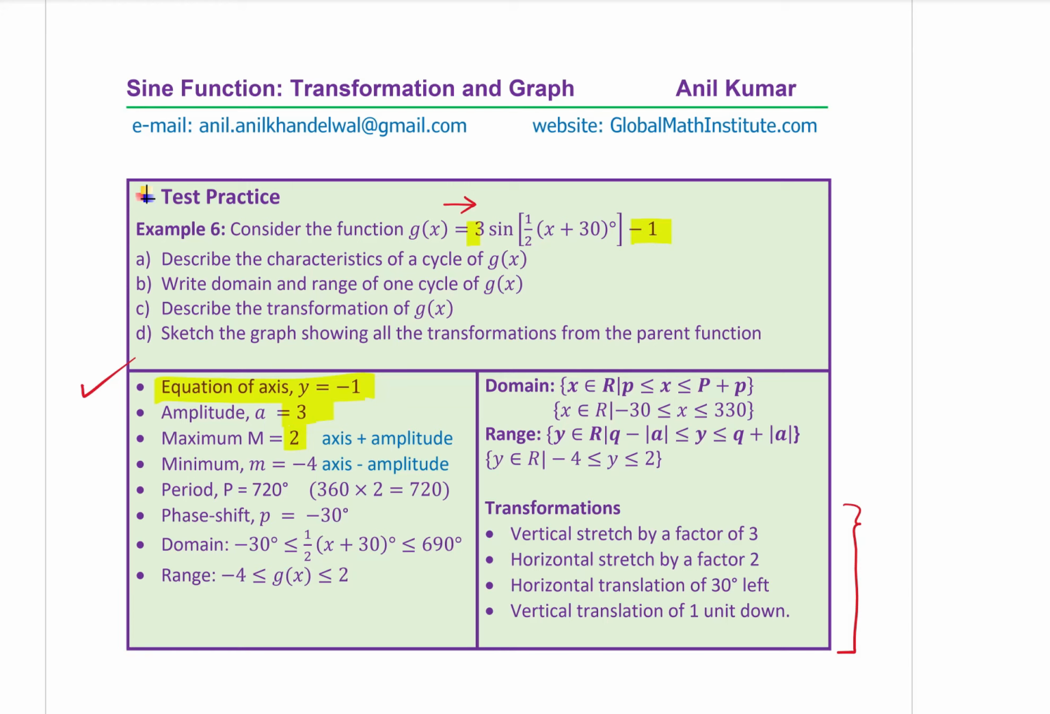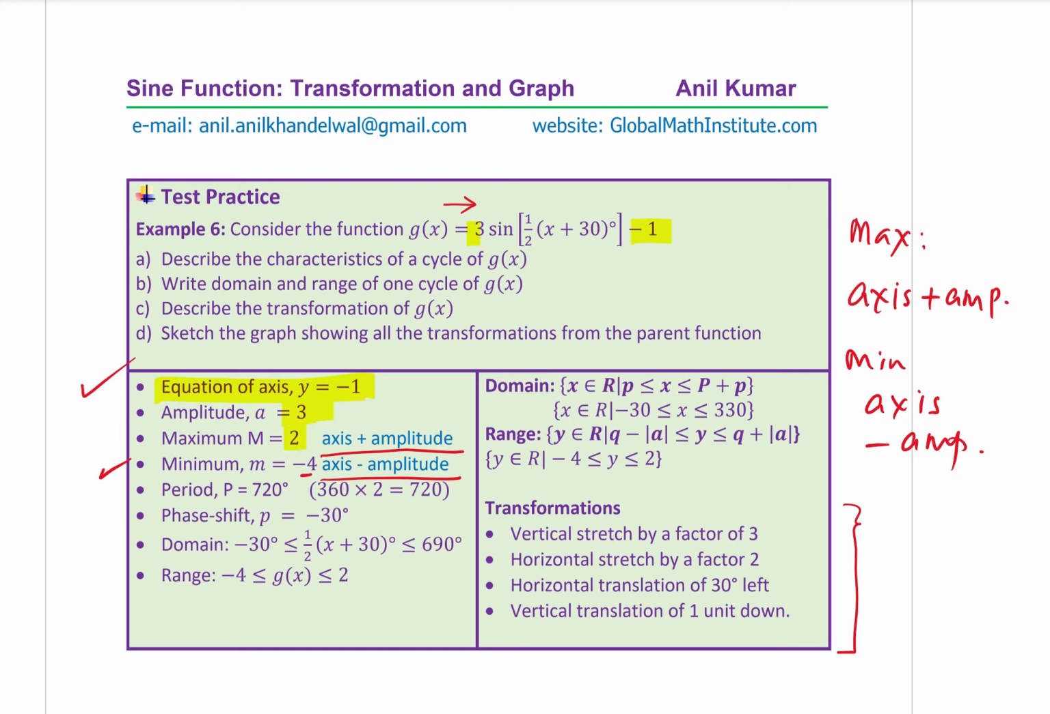So the maximum here is axis plus amplitude. Is that clear? Axis plus amplitude gives you maximum, and the minimum will be axis minus amplitude, correct? So that gives you a value of minus 4 as mentioned here. Axis plus amplitude or axis minus amplitude.